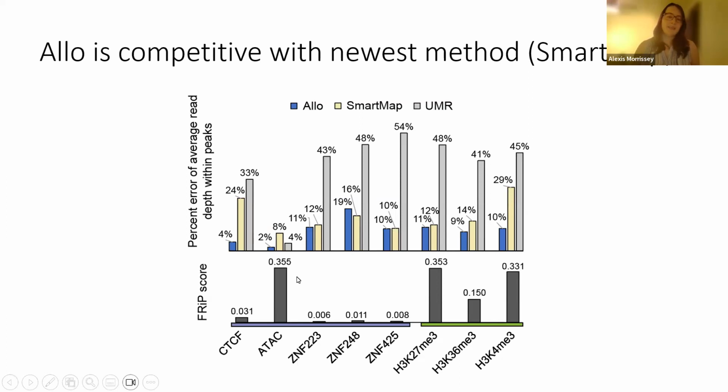One thing to note is it seems, at least in the narrow peak data sets, which would be these right here, that Allo seemed to do better when the data set had less noise. So we're showing FRIP score here, which is fraction of reads in peaks. CTCF and ATAC-seq had a higher FRIP score, and Allo outcompeted SmartMap quite a lot in these two data sets, but not so much in these 3 KRAB zinc finger data sets. This didn't seem to have as much of an impact, though, in the histone modifications, but it is something to note that Allo and SmartMap are quite similar in noisier data sets, or at least from the ones that we've looked at so far. The next thing we wanted to do is an application of Allo.